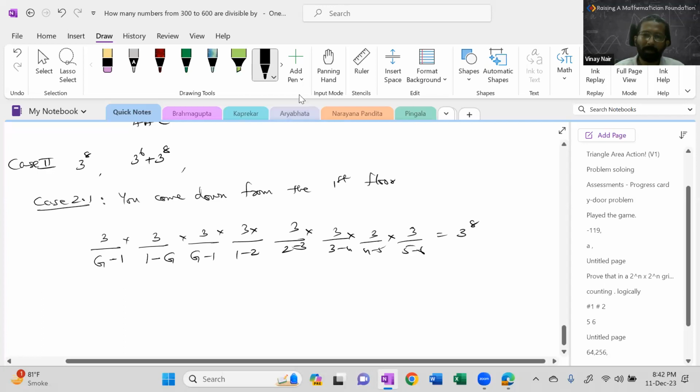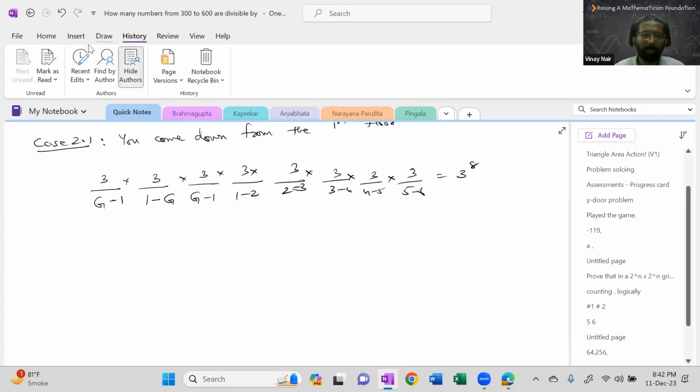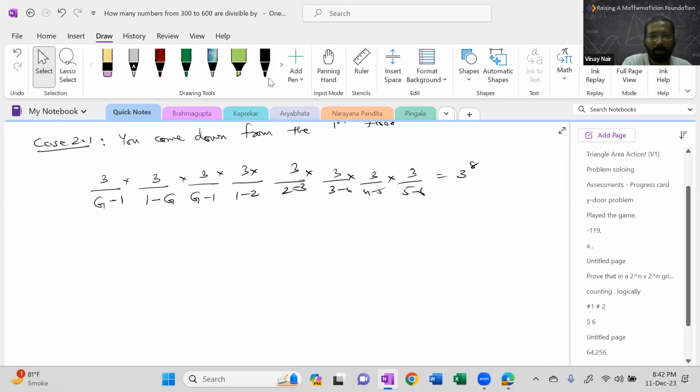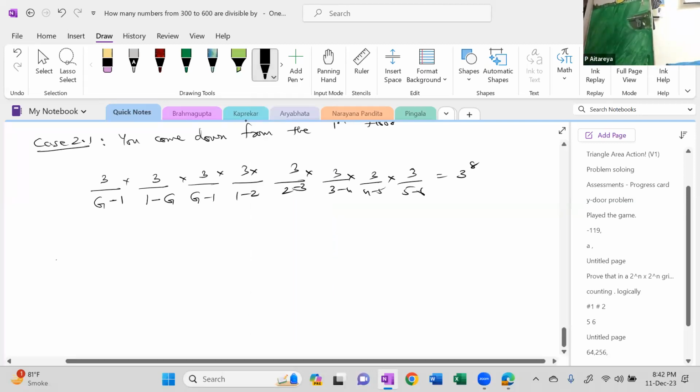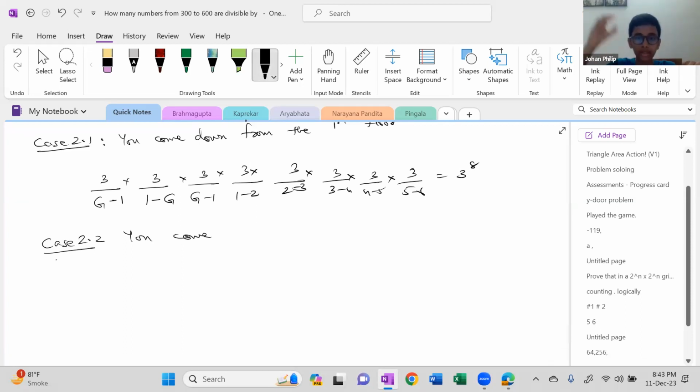Suppose I have to say the next part and my internet goes off. What do you think I was going to write? I think what you would say is you would put case 2.2 where you're coming down from the second floor, and then case 2.3 where you're coming down from the third floor, and actually see that you have to add everything together. It's not 3 to the 8, it's a multiple of 3 to the 8. Sir, still we get 3 power 8.